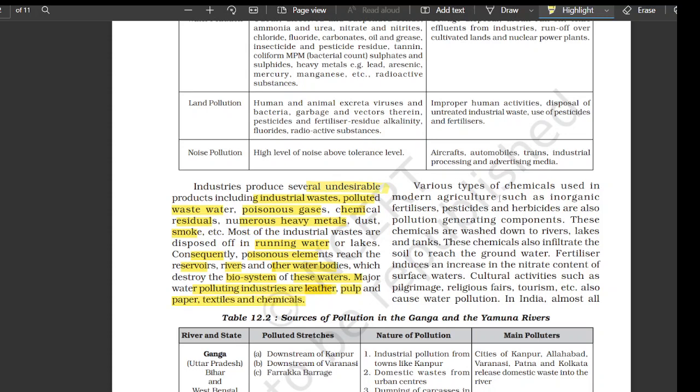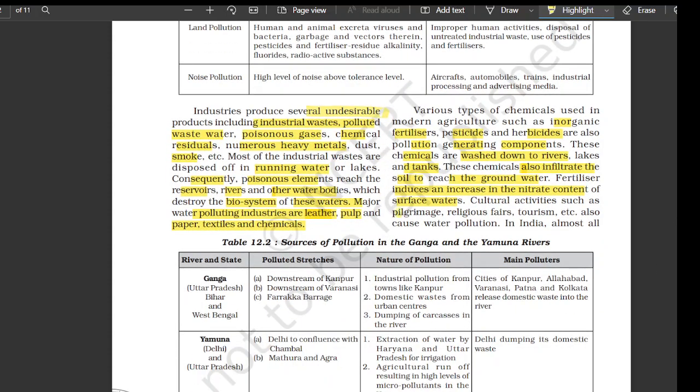Various types of chemicals used in modern agriculture, such as inorganic fertilizers, pesticides, and herbicides, are also pollution generating components. These chemicals are washed down to rivers, lakes, and tanks. These chemicals also infiltrate the soil to reach the groundwater. Fertilizer induces an increase in the nitrate content of surface waters. Cultural activities such as pilgrimage, religious fairs, tourism, etc., also cause water pollution.